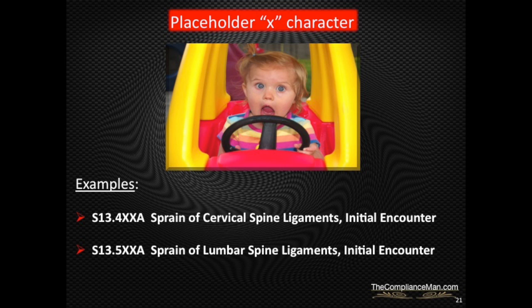Here are 2 other examples which apply more to chiropractic. You have S13.4XXA, sprain of the cervical spine ligaments, initial encounter, and then S13.5XXA, sprain of the lumbar spine ligaments, initial encounter. So here again you see that the tabular list asks you for a 7th character, but these codes are only 4 characters in length. So to fill in the space between the 4th character and the 7th character A, you would put XX as a placeholder.